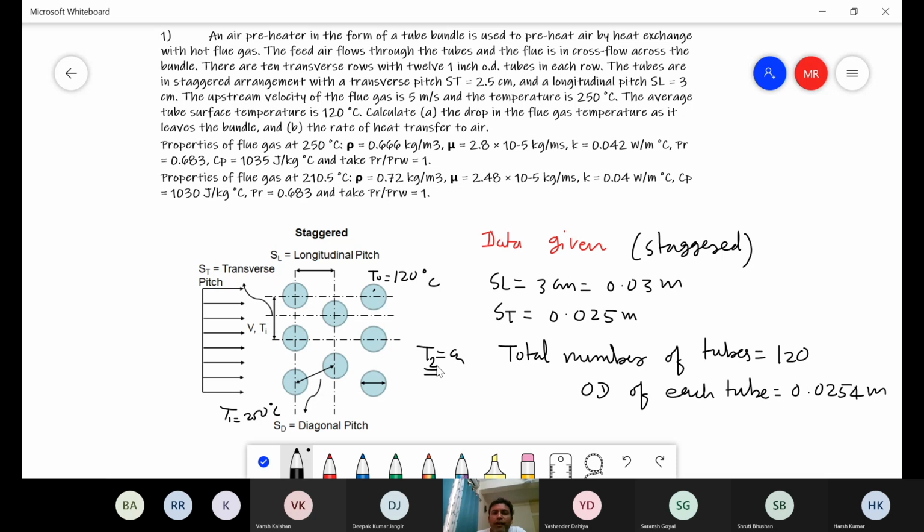Another important thing to note down here is the flue gas. Just to simplify our analysis, we can assume that the properties of the flue gas are the same as those of air. We don't know the composition of the flue gas, so we make the assumption that the properties of the flue gas are exactly the same as the properties of air. With this assumption, our analysis can be simplified further. So I will write down that part here.